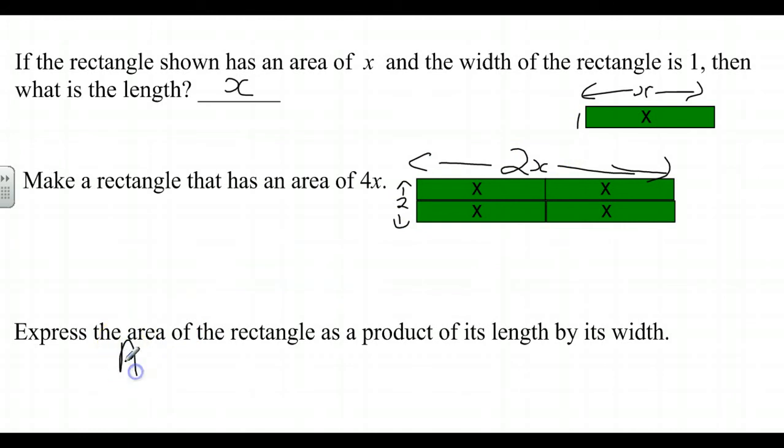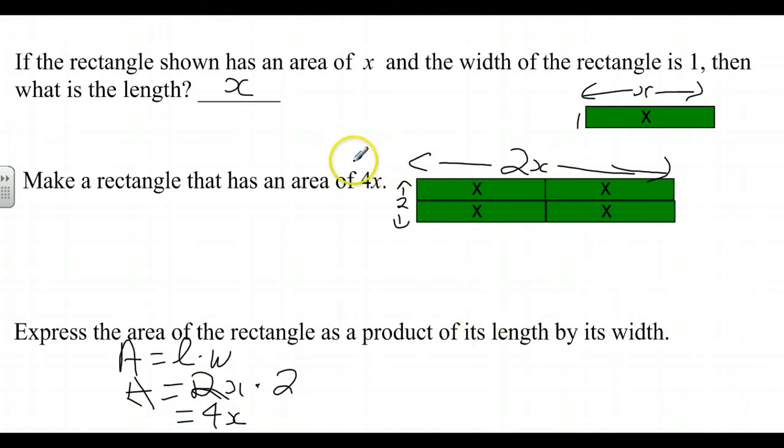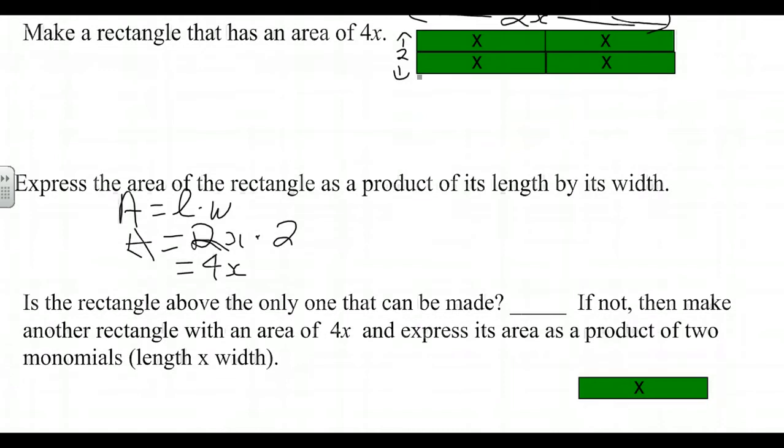Express area as a product of length times width. You notice I'm going to write the formula down each time. And we get 2x times 2, which is 4x. That has an area of 4x, right? Each green bar has an area of x.